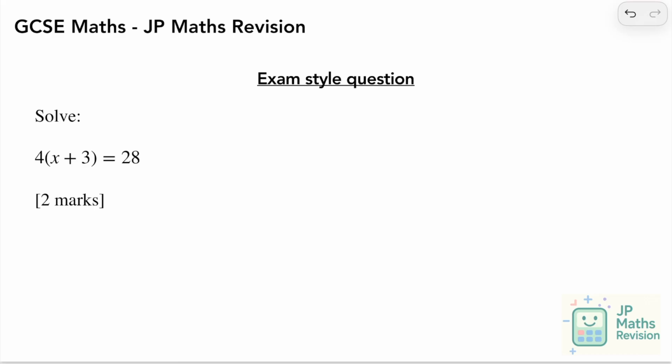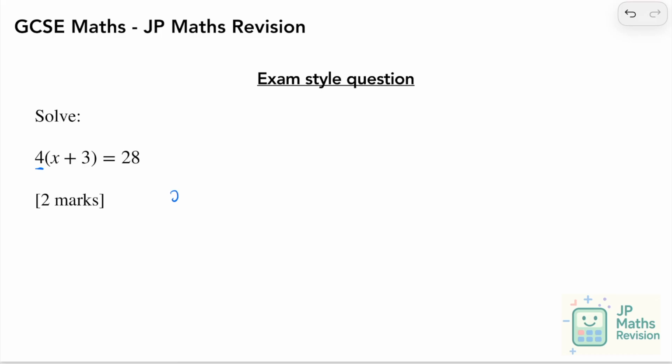So here's a typical exam style question you could get asked on a foundation or higher tier GCSE Maths exam. So we have 4 bracket x plus 3 equals 28. So there's 2 ways of doing this question, 2 ways that most students would typically answer it. So the first way is to simply just start off by dividing both sides by 4, because this whole bracket is times by 4.